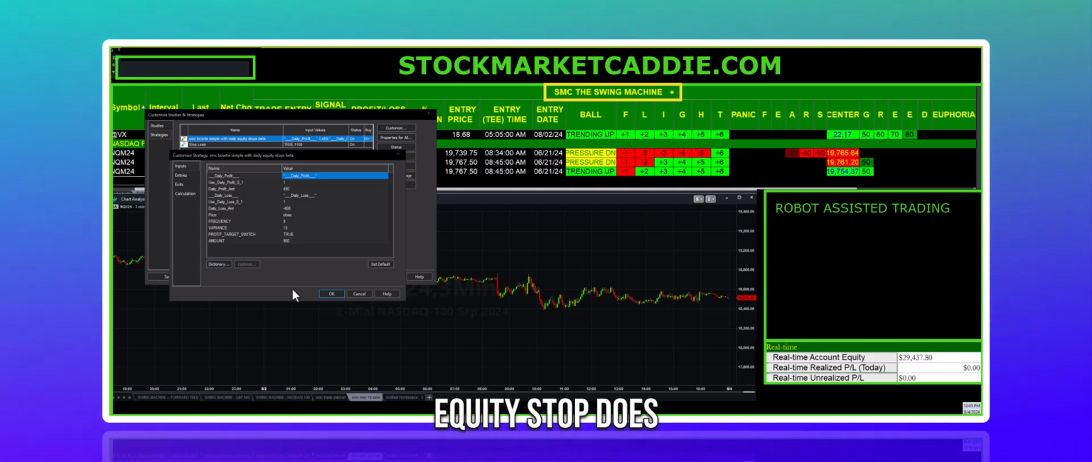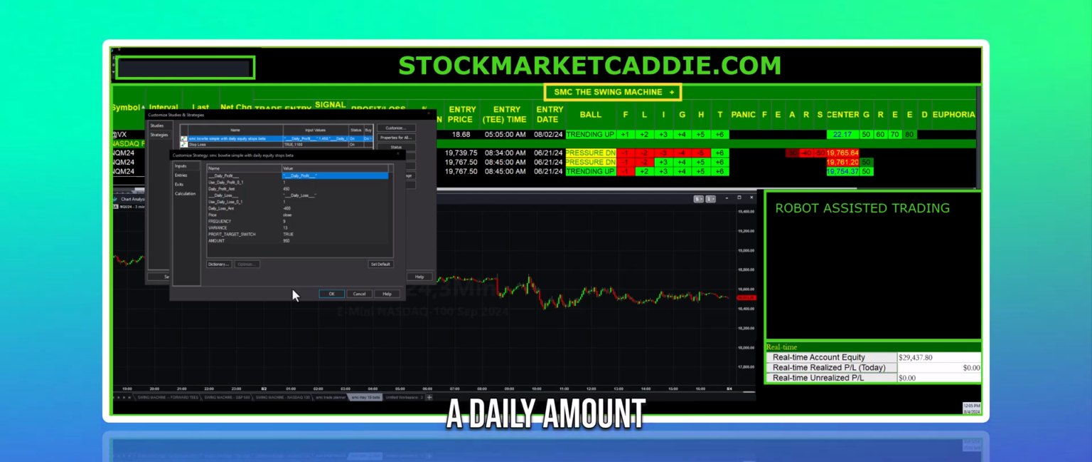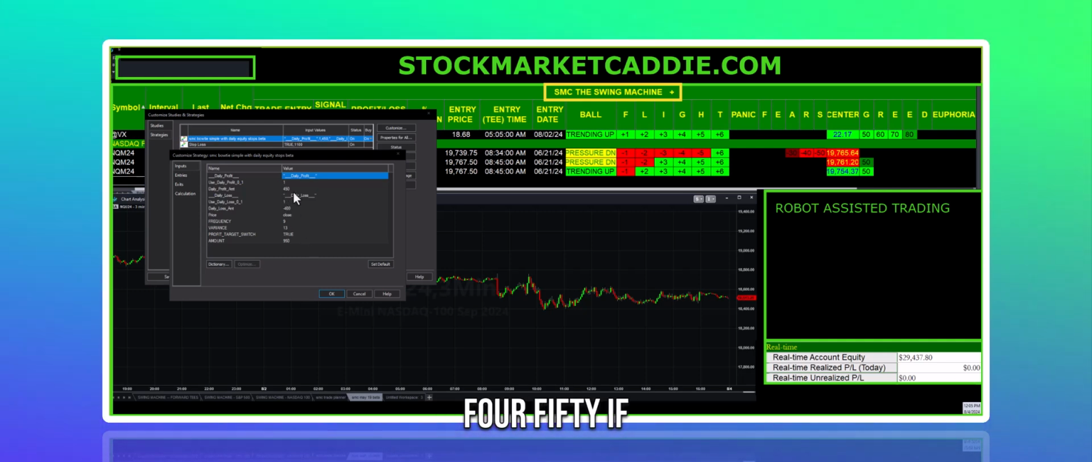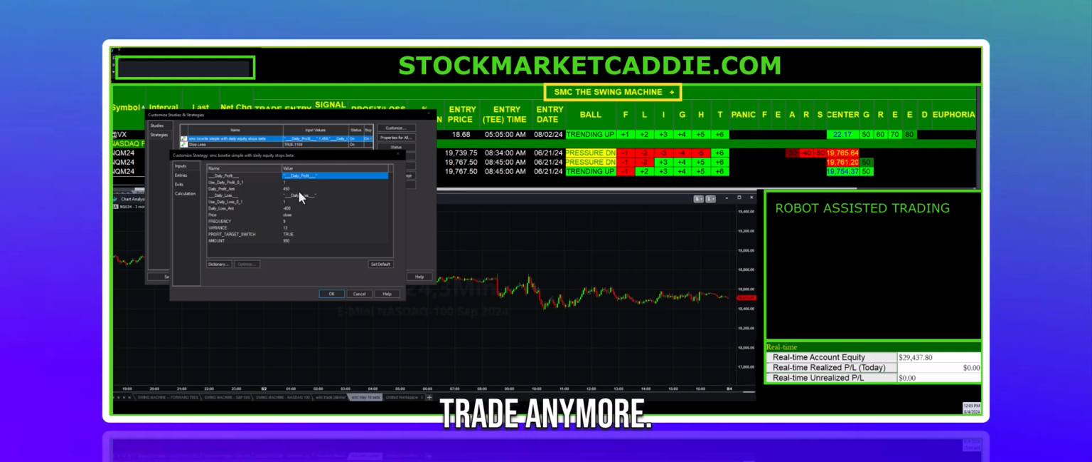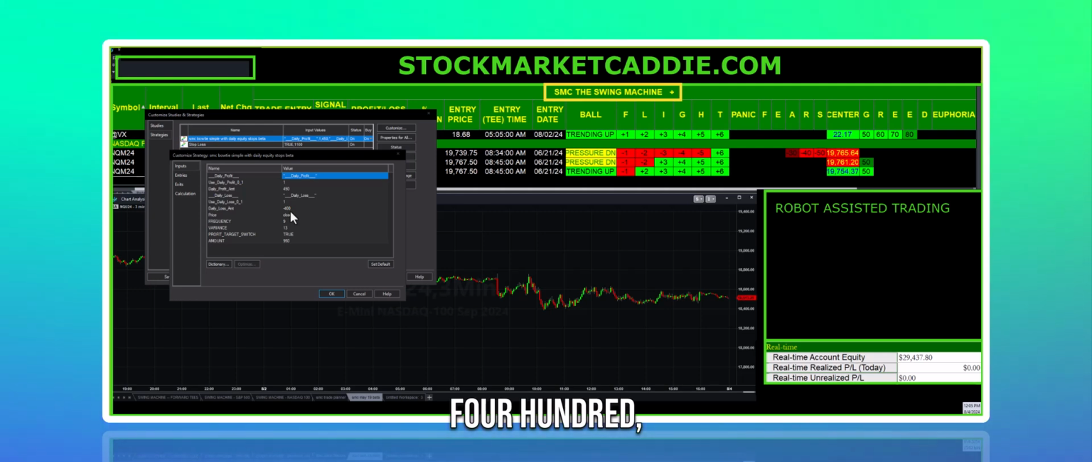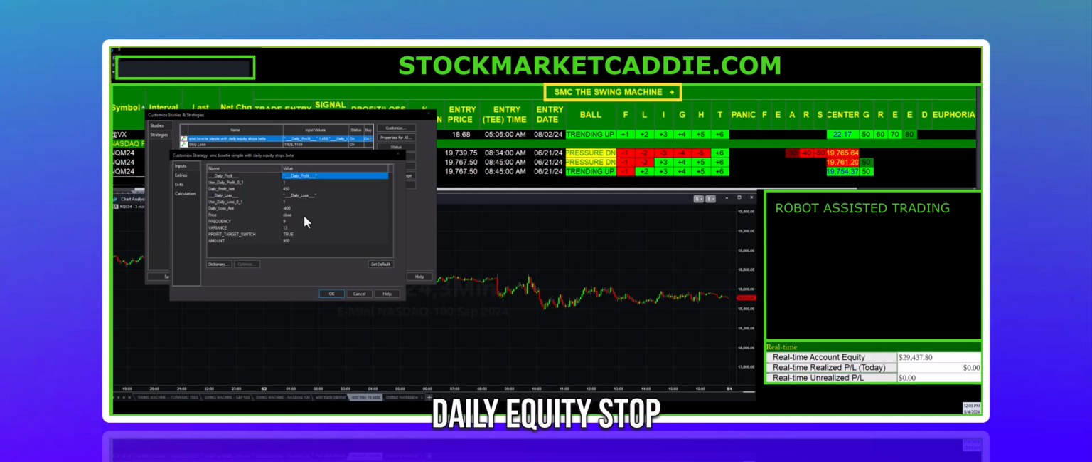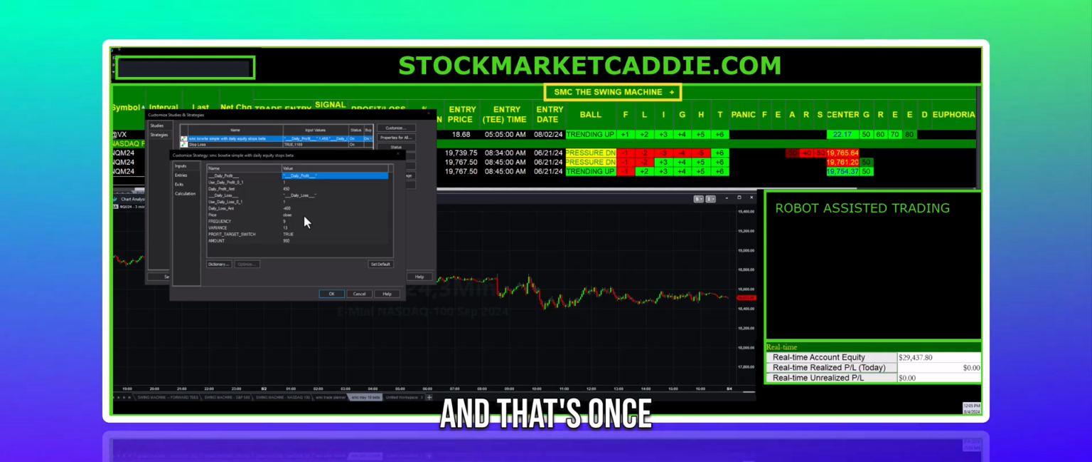But a daily equity stop does something even more interesting. You can set a daily amount, in this instance, $450. If I make $450, turn off. Don't trade anymore. If I lose $400, don't trade anymore. So it's a daily equity stop. And that's, once again, discipline. And it's very, very interesting. Now you might be saying, well, how did you arrive at these numbers, 450 or 400? Why wasn't it 500?